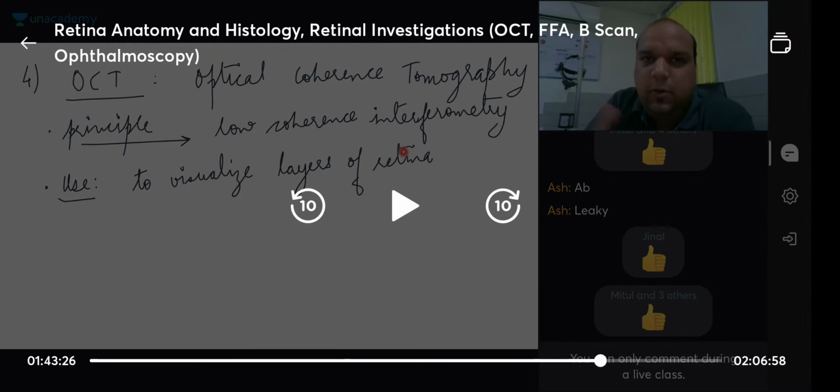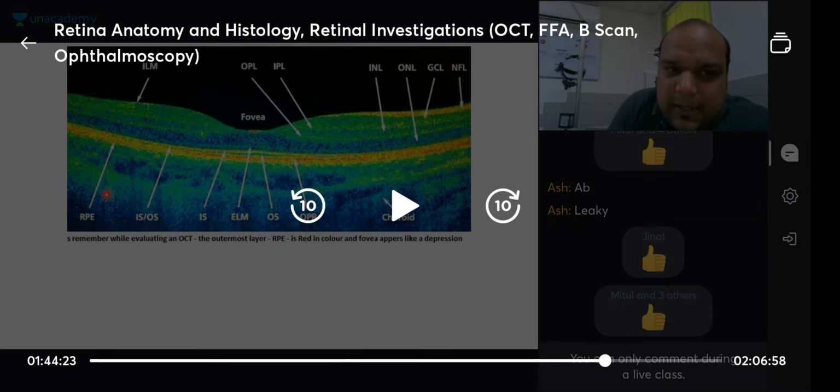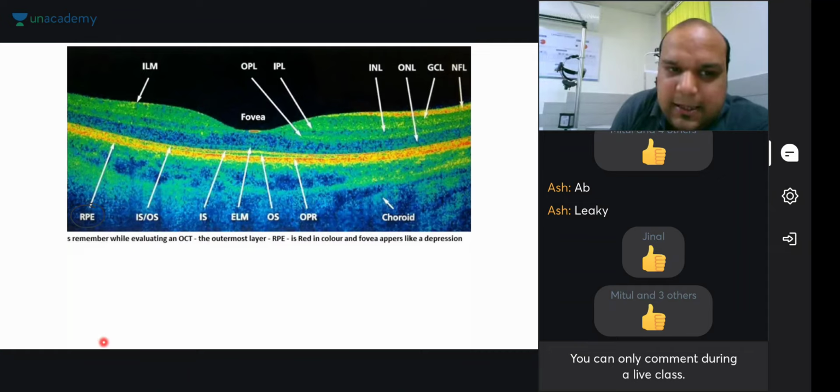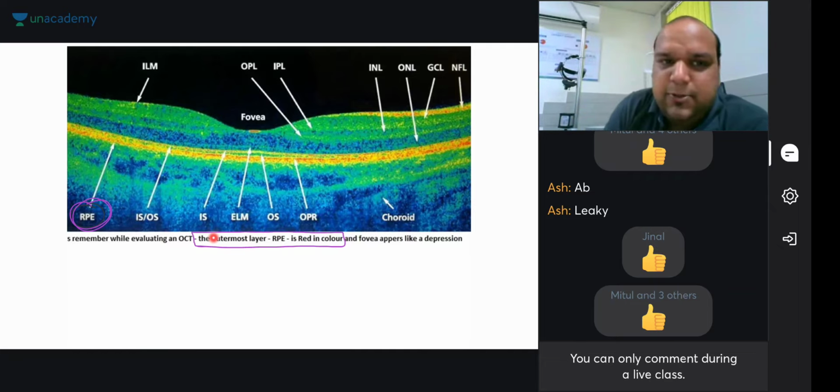So that means this layer is retinal pigment epithelium. That's why I've written here. The outermost layer, RPE, is red in color. In very basic language, that is the first thing you find out. As soon as you find out this, you know now that this is your choroid and this black area is your vitreous.